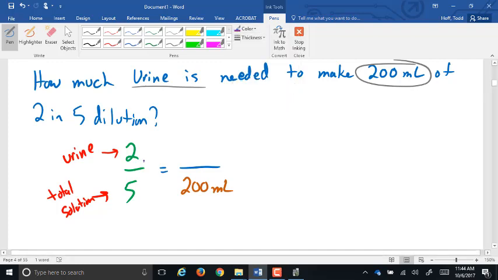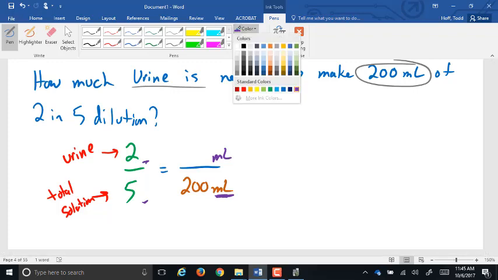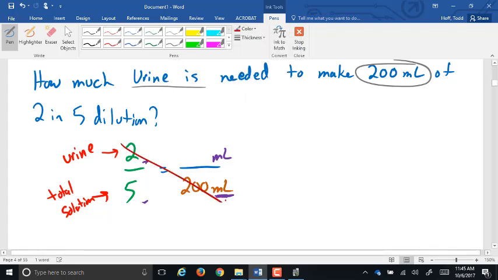Now you'll notice there were no units in the dilution because our dilution is a ratio. What that means then is on the other fraction in our proportion, whatever units go on bottom, those same units must go on top. And then we will cross multiply and divide. 2 times 200 is 400, divided by the 5 is 80. So there should be 80 milliliters of urine in that solution.